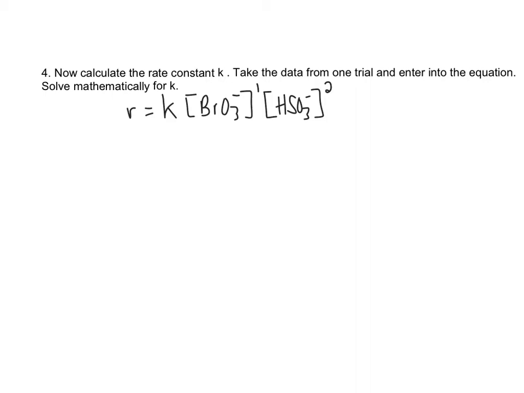So now plug in the values. I'm going to take the values from trial 1. So we have 1.6 millimoles per liter per second is equal to k.